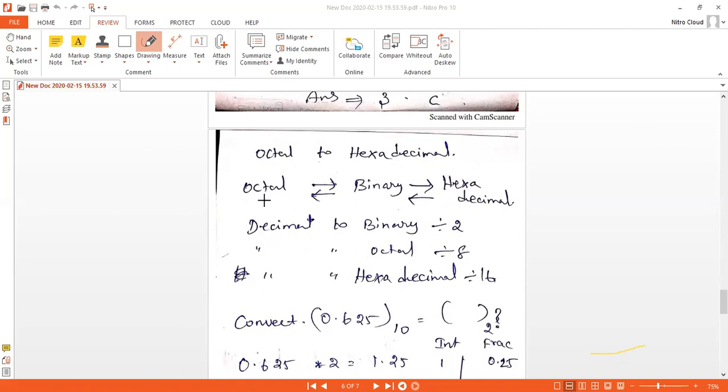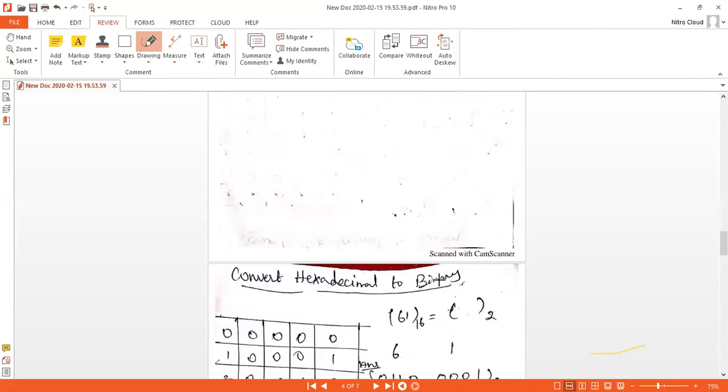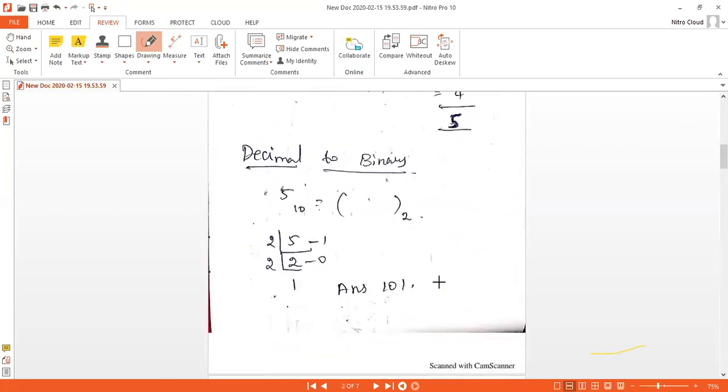Okay, if you want to convert octal to hexadecimal or vice versa, hexadecimal to octal, binary is an intermediary. Without binary, it is difficult to convert. Decimal to binary means divide the value by 2. The second problem I showed you, I think. Decimal to octal, divide by 8. That's very easy. Decimal to hexadecimal, divide by 16.